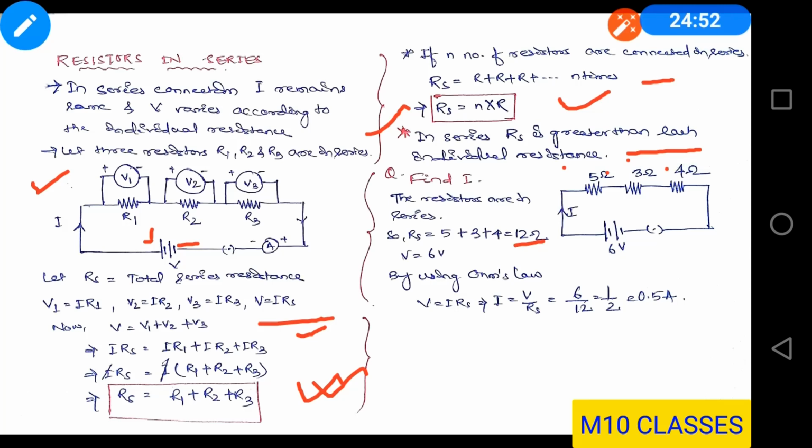Okay, we have to find I. So here you have the voltage source, that is V equals 6. Now remember, by Ohm's law, V equals IR. You have got R, you have got V. So put it in the formula, I equals V by Rs. You'll get 0.5 ampere. Now in later videos, we are going to discuss more about these numericals.